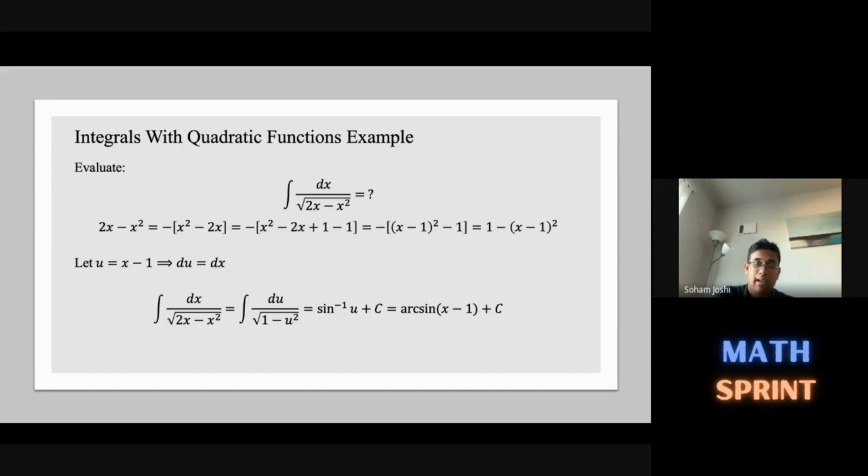Differentiating u with respect to x and rearranging the terms will show that du is equal to dx. That pretty much means infinitesimally small changes in u are approximately equal to infinitesimally small changes in x. So we can change the integral this way. Now we have to integrate 1 over the square root of 1 minus u squared with respect to u. So we end up with arc sine u plus c. We substitute u with x minus 1, and our final answer becomes arc sine of (x minus 1) plus c.